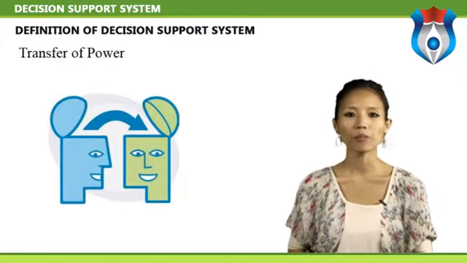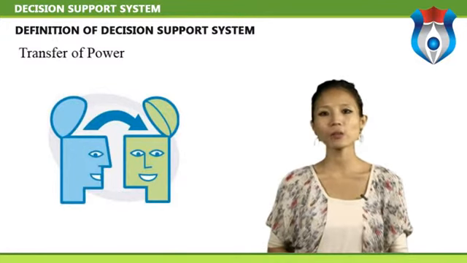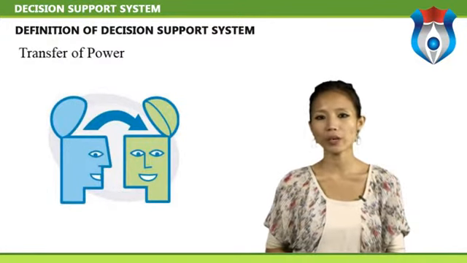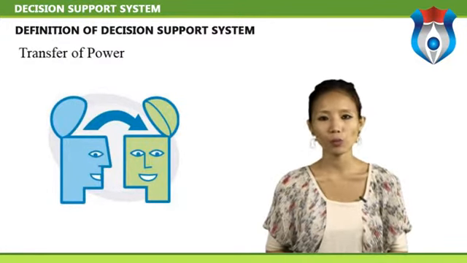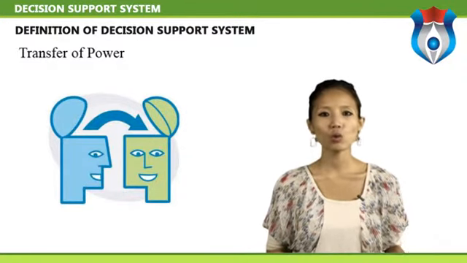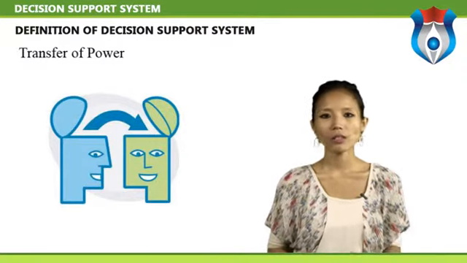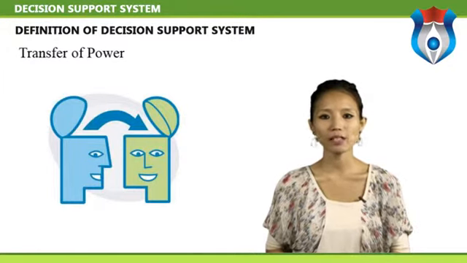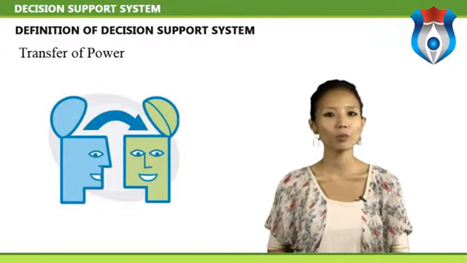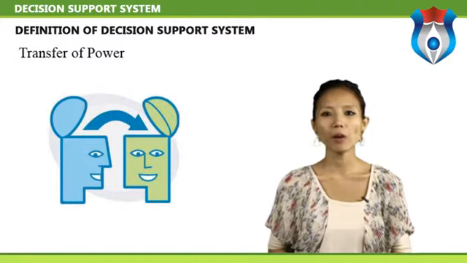Transfer of power. Building any form of DSS may be seen as transferring decision authority from a human to a software program. DSS should only be used to improve decision. The system cannot capture all the complexities of human decision. Therefore, the human decision maker should still be a part of the process.